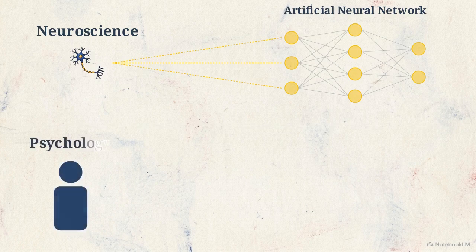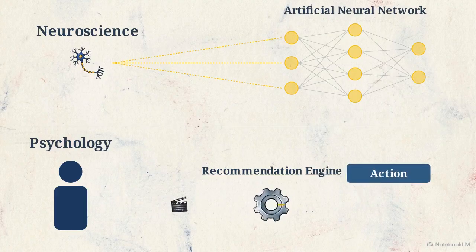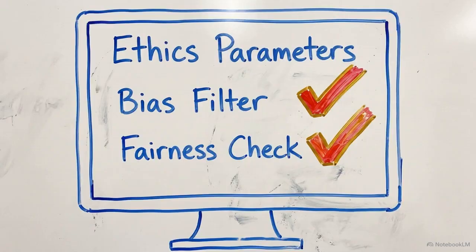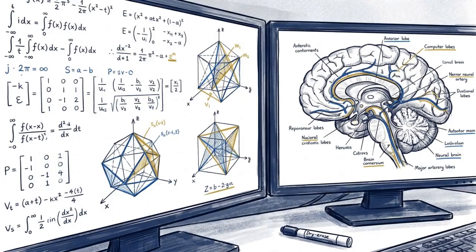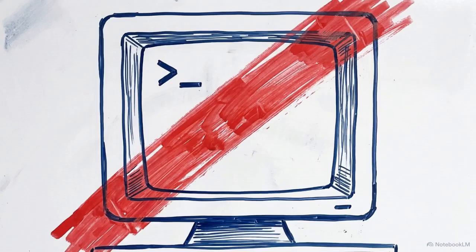Psychology studies cognition and behavior. Understanding how humans learn and perceive information allows us to build behavioral models. When a recommendation system analyzes your past choices to suggest a movie, it is applying psychological theory. We have established ethical rules, mathematical engines, biological architectures, and behavioral models without writing a single line of execution code.